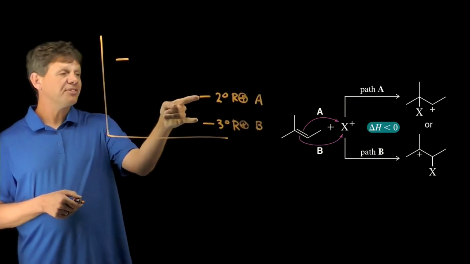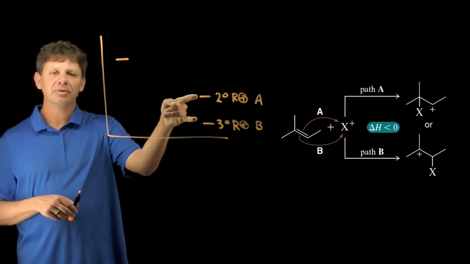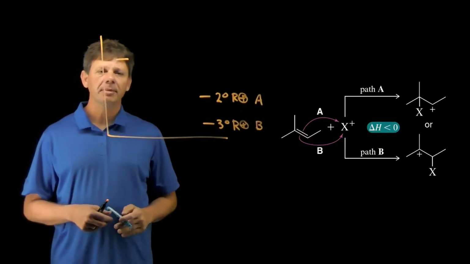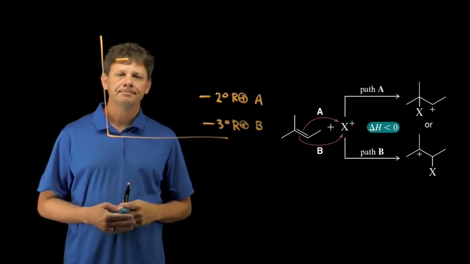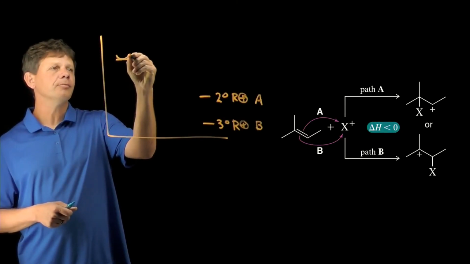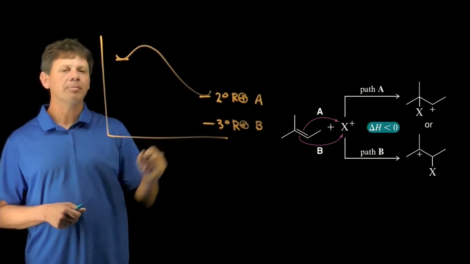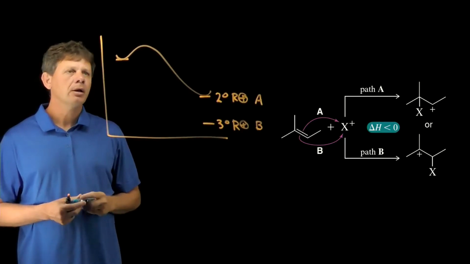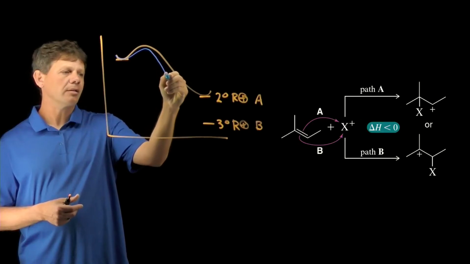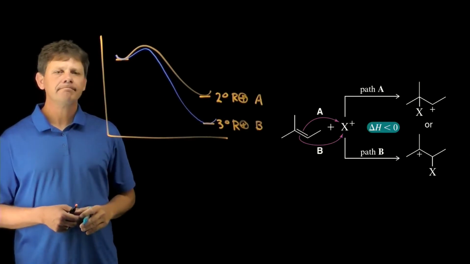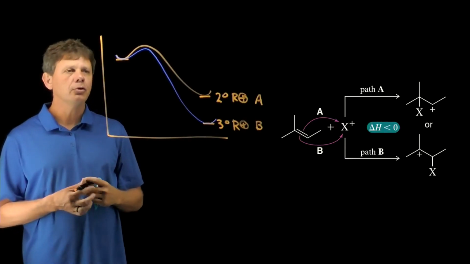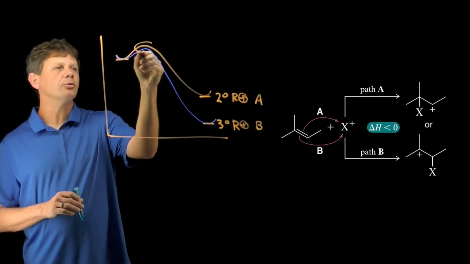And now we note a significant difference here between the secondary carbocation and the tertiary carbocation, exactly what we would expect based on hyperconjugation. Now, given that this is an exothermic reaction, we can now connect the two, and we get something that looks like that for pathway A. We can draw pathway B in blue that would end up looking something like this. Now you'll notice that I intentionally have the two transition states really close to each other.